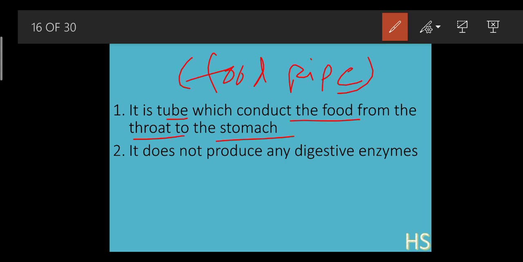It does not produce any digestive enzymes. See, these enzymes are very important. Why are they important? Because these enzymes help you to digest your food. So these are not present in the pipe structure, that is the esophagus. But as we study the stomach, small intestine, and large intestine, you will see these enzymes, not in the large, but in the stomach and small intestine.